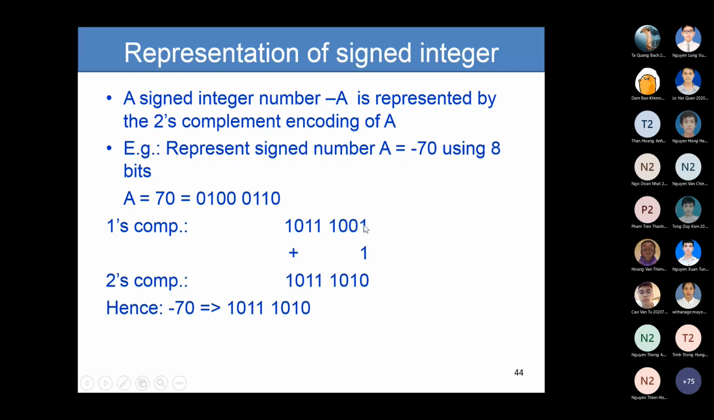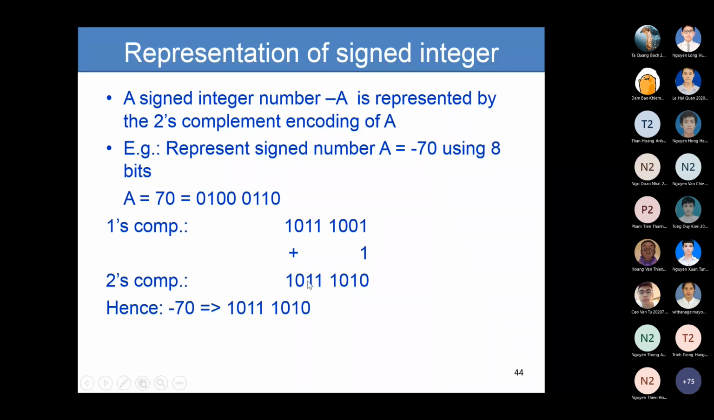And we find the second encoding by plus 1 with the first one. So we plus 1 here. 1 plus 1 equal to 0, and remember 1, right? And 0, 1, 1 here, the same. So the second complement encoding of 70 is 1011 1010. And this is also the representation of the number minus 70.